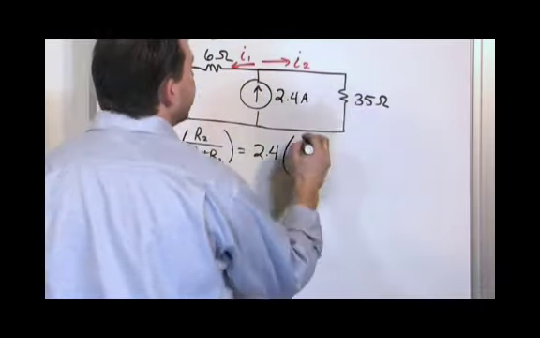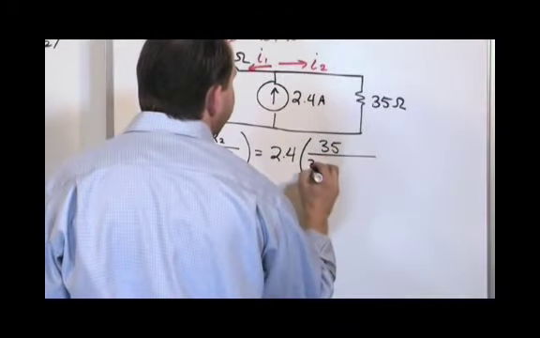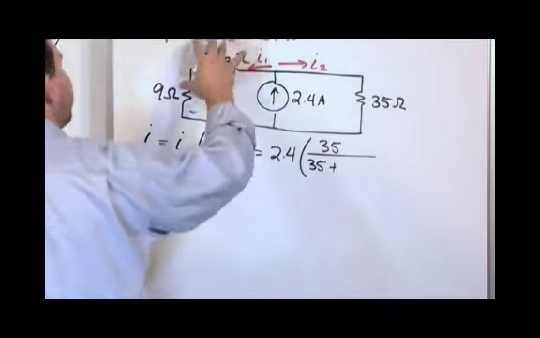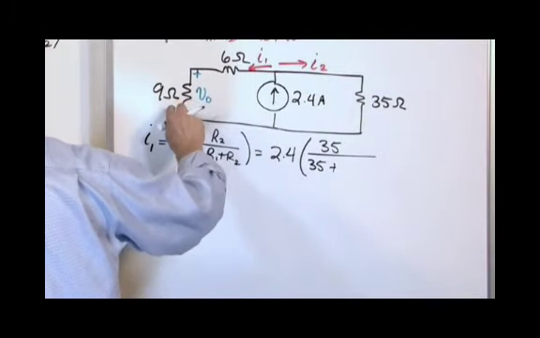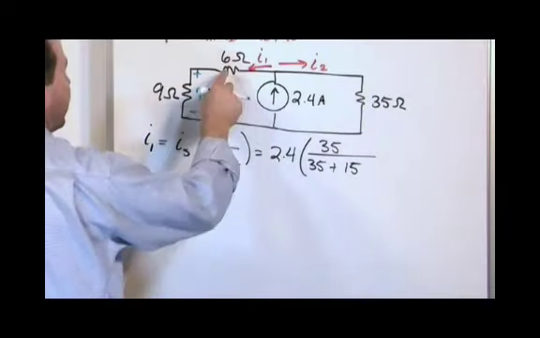Since we're finding this current here, we go to the opposite leg and we say 35 ohms is the guy in the opposite leg, and then we have to add up everything because it's R1 plus R2. When you go back to our original drawing, it's whatever's in the other leg divided by the sum of the resistances in the different branches. So on the bottom we'll have the 35 ohms plus the resistance in the other guy, 9 plus 6, which is 15.